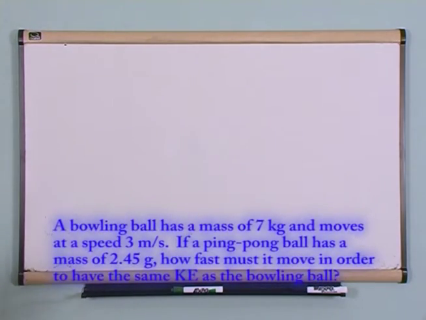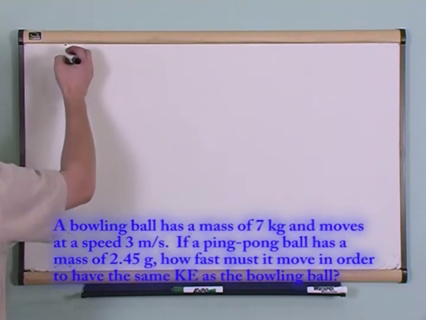Next problem says you have a bowling ball at 7 kilograms, moves at a speed of 3 meters per second. How fast must a ping pong ball go? And it gives you the ping pong ball mass here, which is 2.45 grams. How fast must the ping pong ball go so that the two balls have the same kinetic energy? So let's draw a picture.